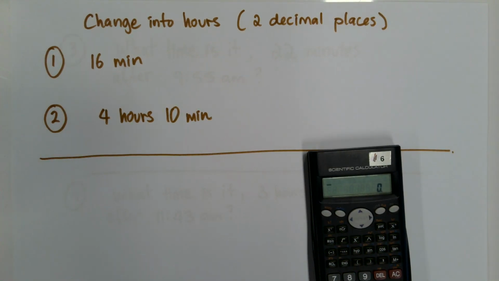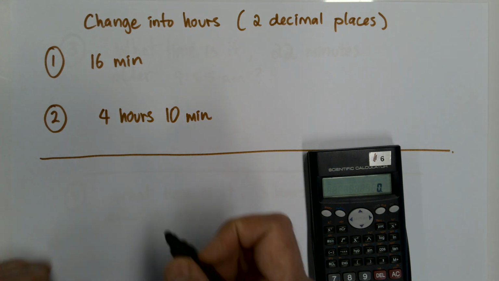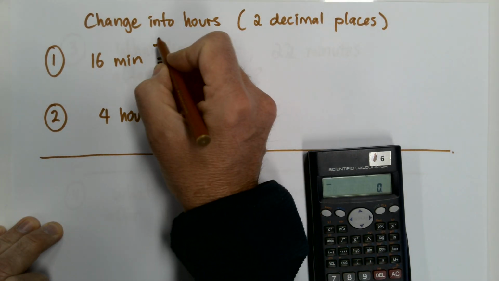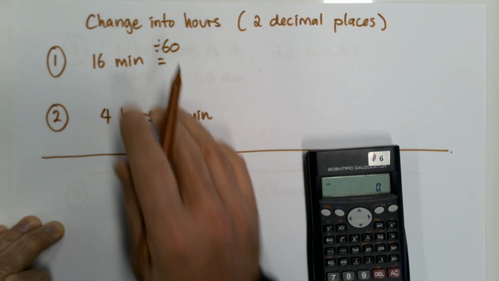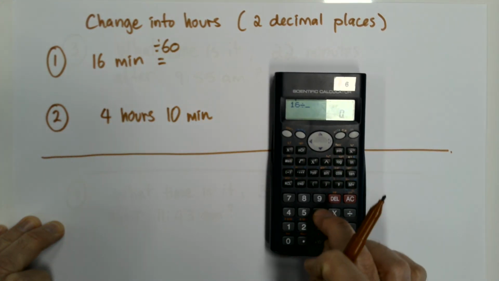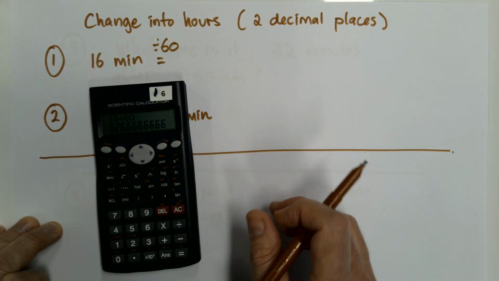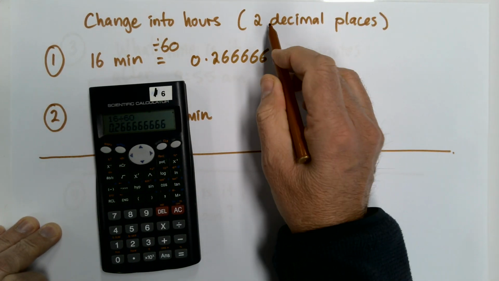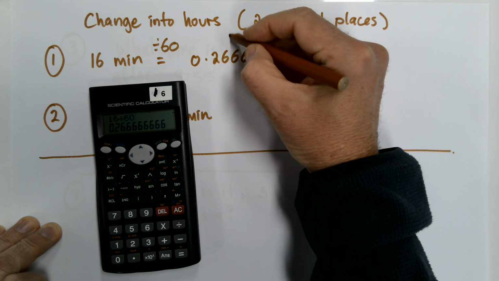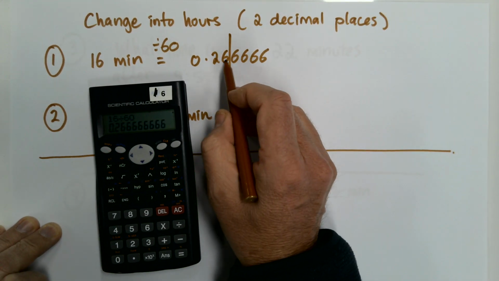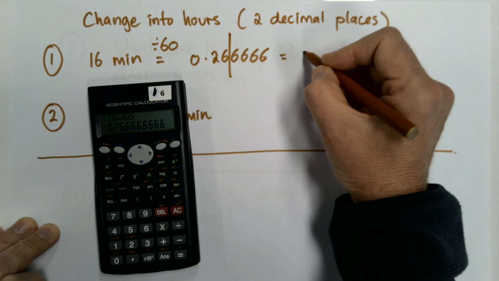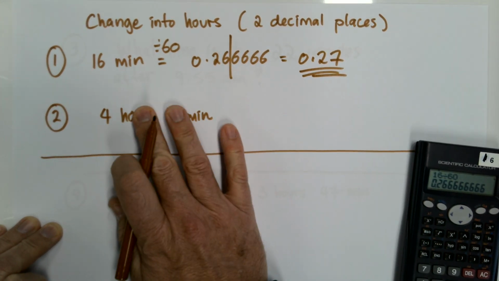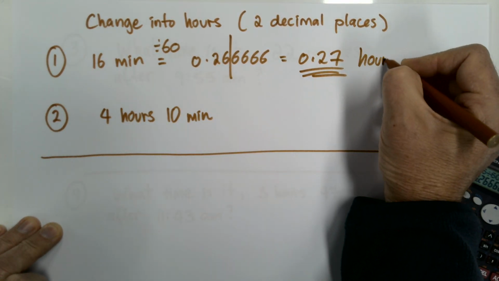Okay, so if I've got 16 minutes, basically you just divide by 60. Okay, 60 minutes in an hour. 16 divided by 60 is 0.266666, but we want 2 decimal places. All right, so we want to cut it there. Okay, so that will need to round up, 0.27. Okay, so that is 16 minutes in terms of hours.